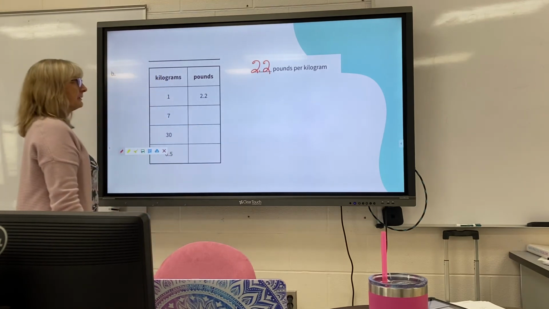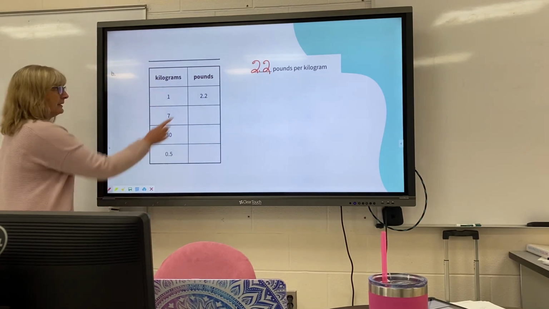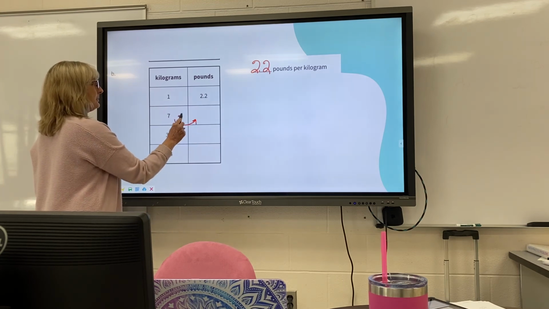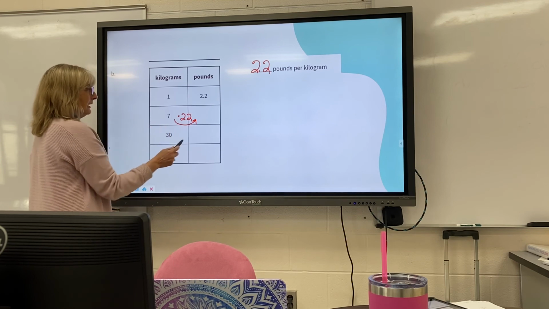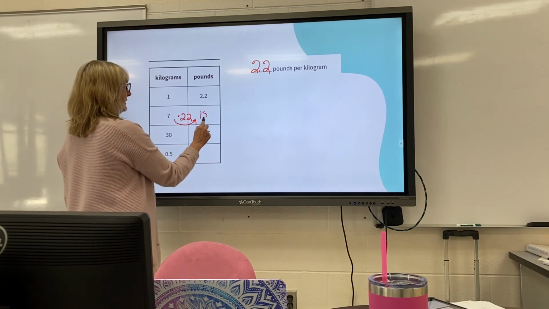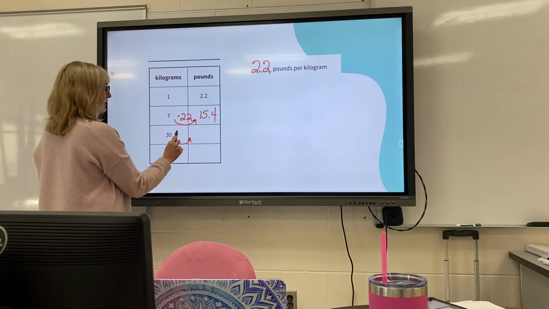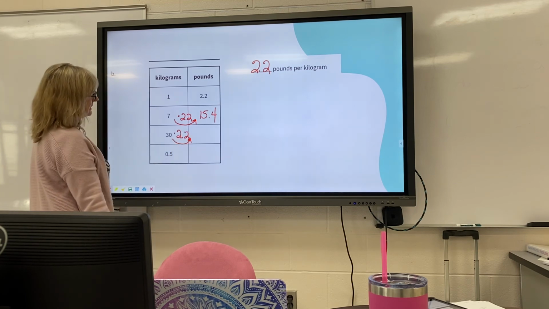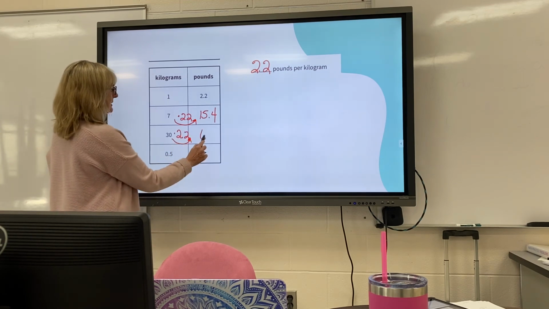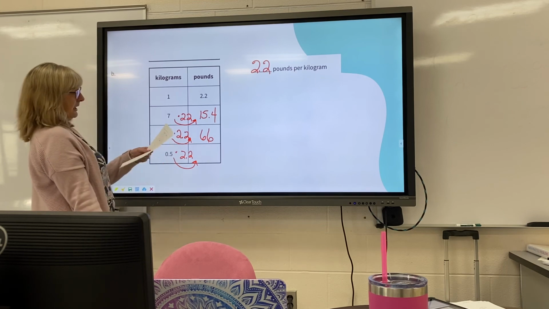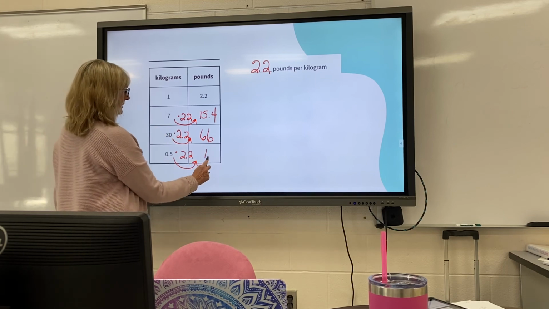So now let's figure out the table. Is that our COP? So what are we going to do here? We're going to multiply by 2.2. Okay, and that would give you 15.4. Multiply by 2.2. That's going to give us 66. Multiply by 2.2. That one's going to give us 1.1.